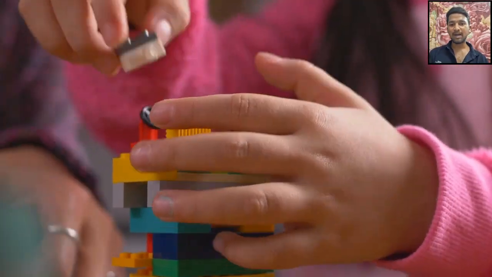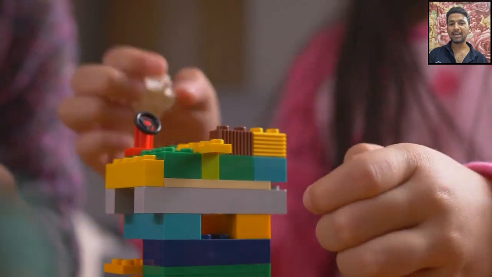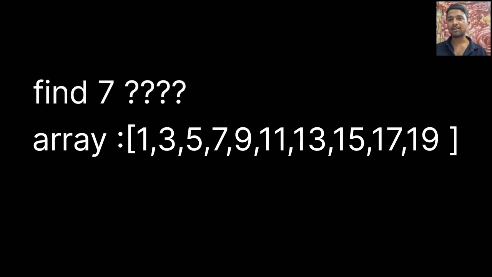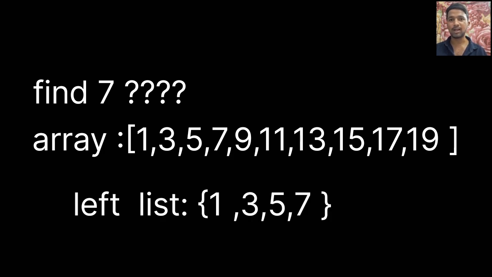Searching for an element in binary search is like playing games when we were younger. Let's break it down with an example. Suppose we have a sorted array list from 1 to 19 as shown here. We need to find the value 7. So what do we do in step 1? In step 1, start with the middle element, which is 9.